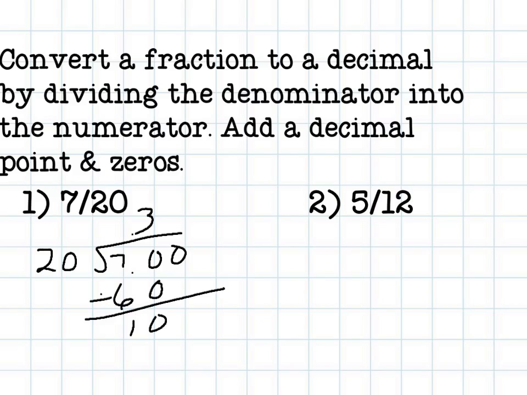Subtract, you're left with 10. Bring down the 0. 20 goes into 100 5 times. 5 times 20 is 100. Subtract, you're left with 0. We have now completed it, so our answer is 35 hundredths. Now pause the video and set up 5/12 and start dividing that one.